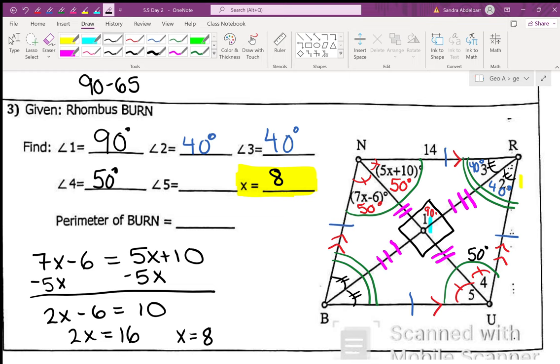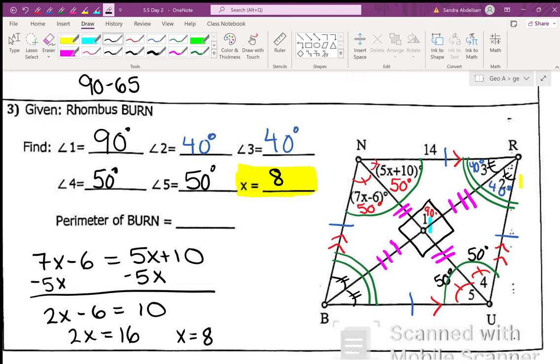What about angle 5? What's the measure of angle 5 and why? Good. Why is angle 5 50? Because they're congruent to angle 4. Exactly. All right. The last thing we need to do is find the perimeter.